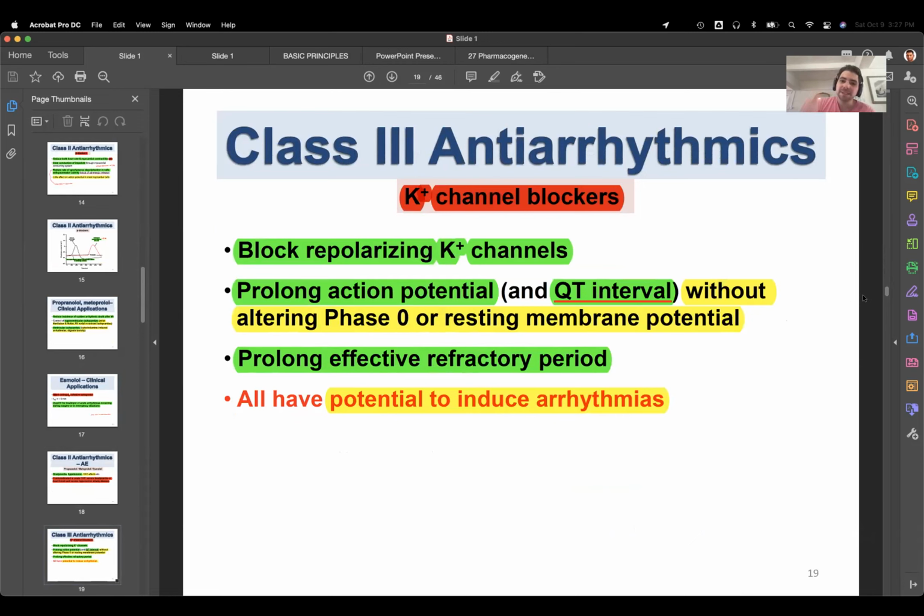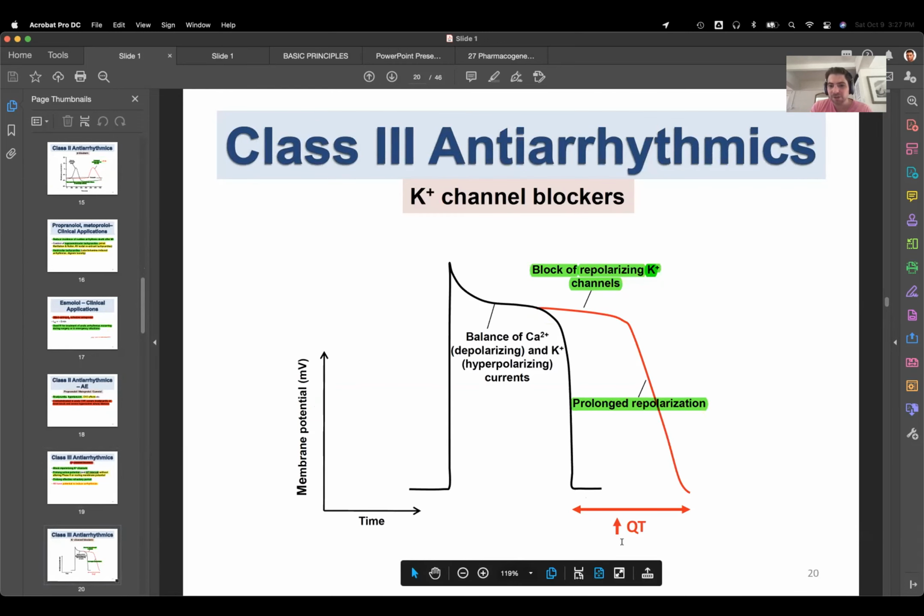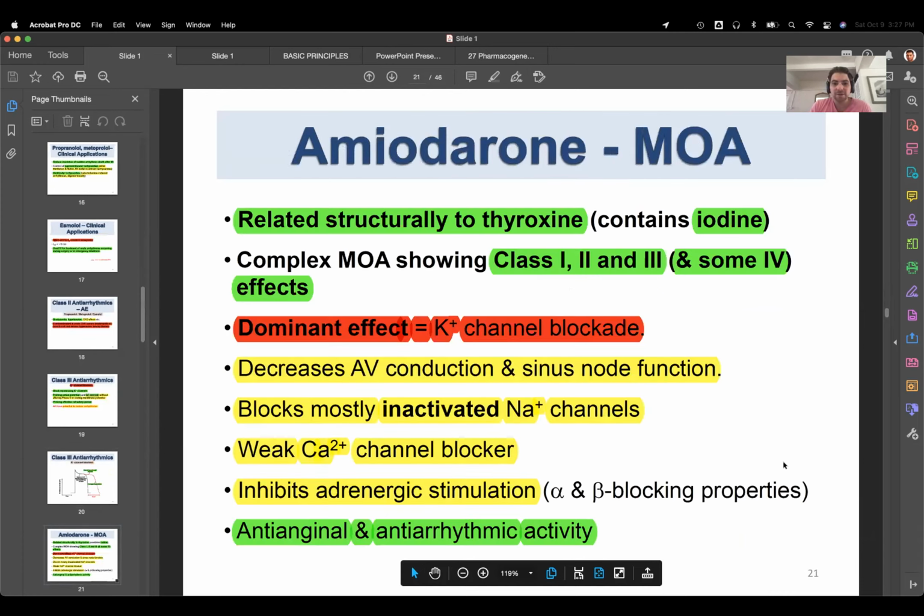Now potassium channel blockers, class 3. We're going back to the myocardial graph. Look what they do. They prolong this QT. That is what they do. They work on this repolarization phase, the phase 3 potassium channels. So what do you think is a big problem here? Torsades de pointes, right? Or having new arrhythmias that form. So you have to be aware of that.